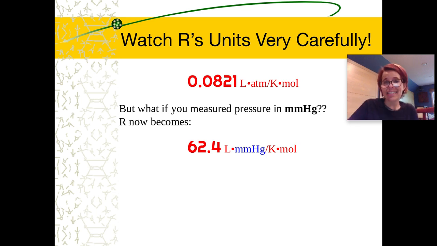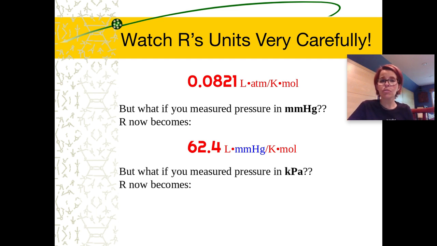So there are 3 gas constants that we can work with, primarily. You could use 0.0821 if you're measuring pressure in atmospheres. You could do 62.4 if you're measuring pressure in millimeters of mercury. And of course, kilopascals would be 8.31. And that's the gas constant depending on which pressure you're using.